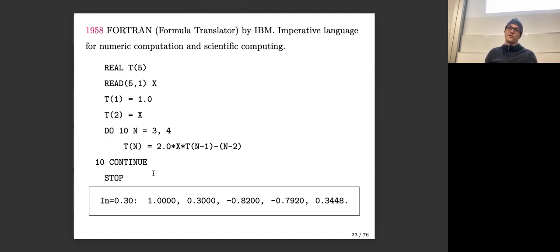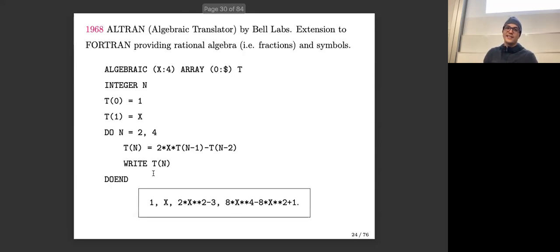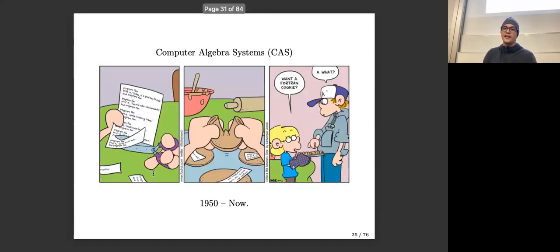So what's the first system that was able to give me a Chebyshev polynomial? Well, that was Altran, the algebraic translator. It was developed at Bell Labs. A lot of these guys who worked at Bell Labs ended up being people I worked with, the people who taught me. It's a very small research area. I know most of these people. It was an extension to Fortran, and it provided rational algebra and fractions. This really did allow you to introduce a symbol into the system. So it was the first programming language that was able to generate Chebyshev polynomials.